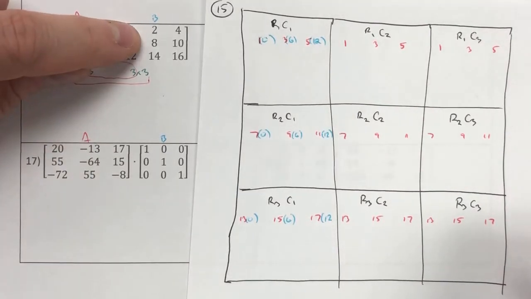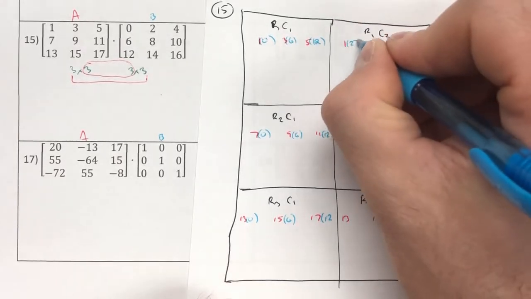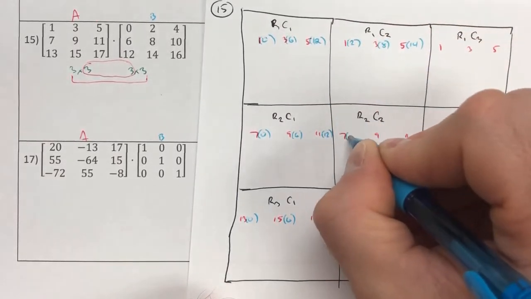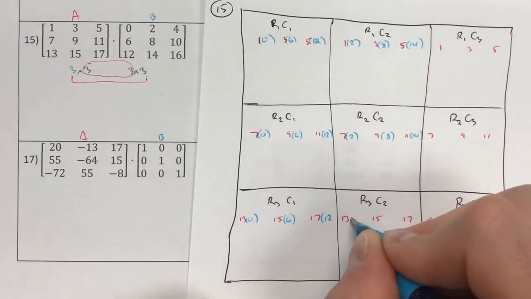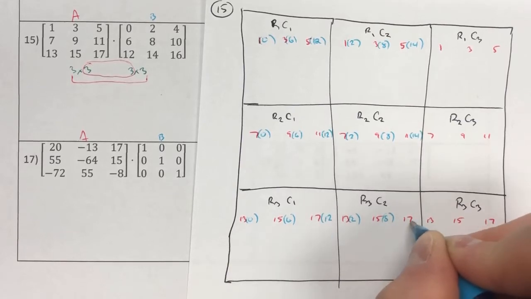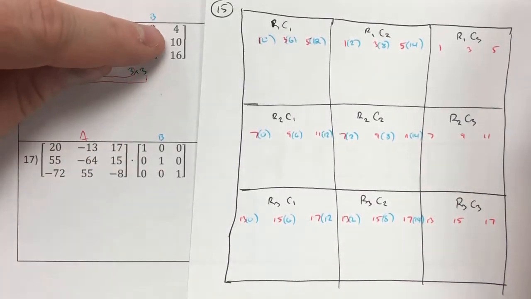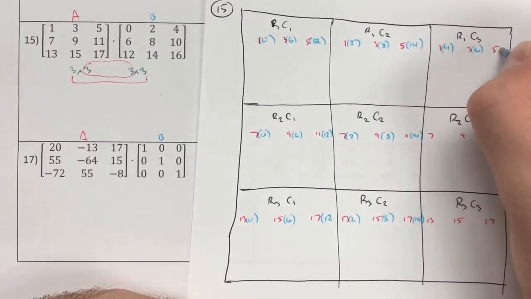I'm going to put a 2, an 8, and a 14 in all of column 2. So a 2, an 8, and a 14 in column 2. I'm going to put a 4, a 10, and a 16 in column 3.